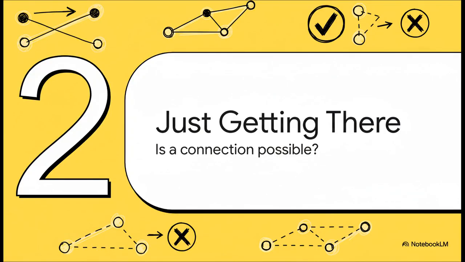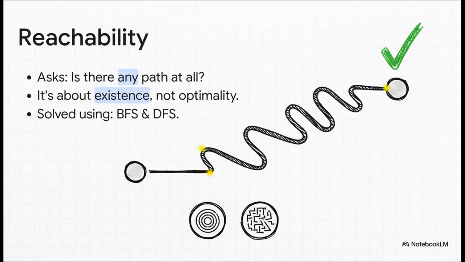All right, let's dig into that first one, reachability. It sounds super simple, but honestly, it's the bedrock of everything else. Before we can even start thinking about the best route or the cheapest option, we have to answer that first fundamental question. Is a connection even on the table? So reachability is purely about existence. We don't care if the path is long or short, efficient, or totally roundabout. We just need to know if it exists.